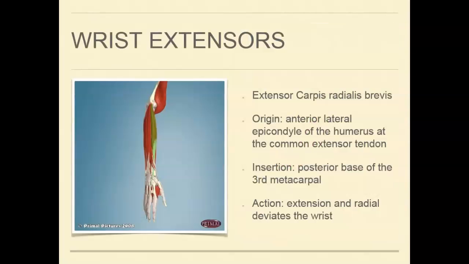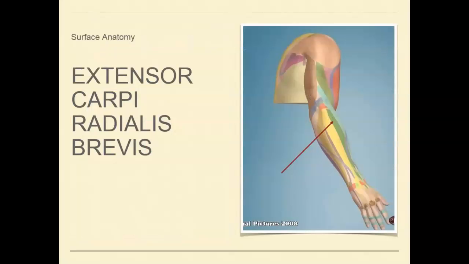The next group of muscles that we will go over are the wrist extensors. The wrist extensors again are often treated as a group, but there are instances that you will isolate them. Extensor carpi radialis brevis runs from the anterolateral epicondyle of the humerus, essentially the common extensor tendon, down to the dorsal base of the third metacarpal. Along with extensor carpi radialis longus, it extends and radial deviates the wrist. This picture is just a review of the surface anatomy of extensor carpi radialis brevis.